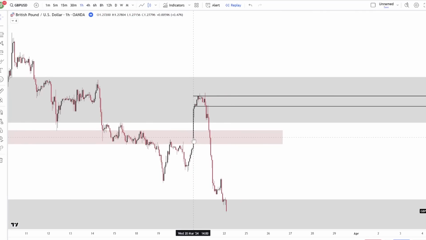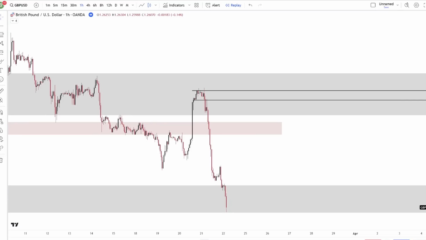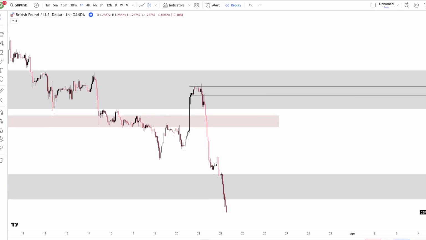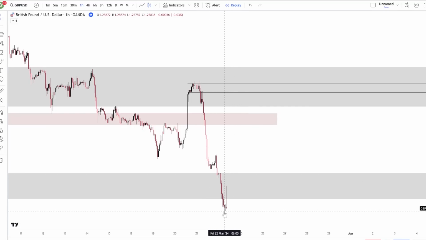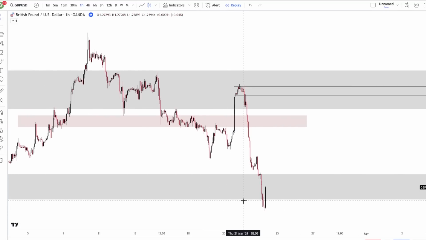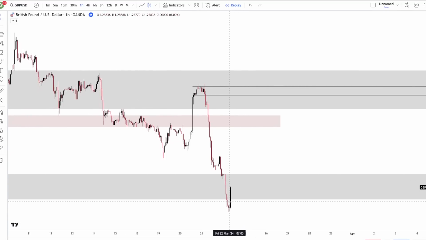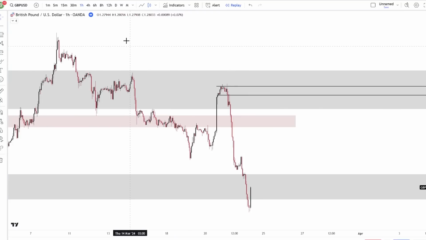Let's say you want to take a long position. Again, don't worry about the fact that price went below your level, because think about it. This is the 1 hour time frame. On the daily time frame or the 12-hour time frame, this is still a wick. So keep that in mind.